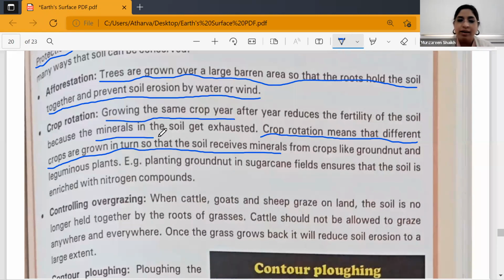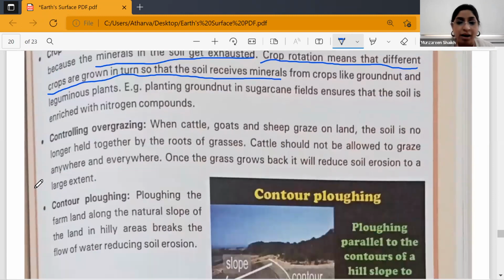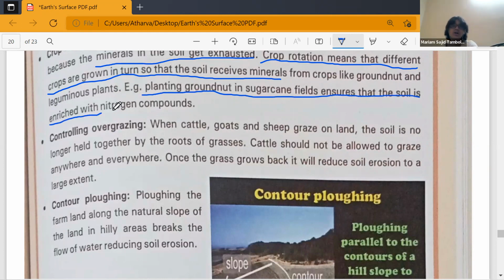Because the minerals in the soil get exhausted, we should have proper rotation of crops. Now let's see the example. Planting groundnut in a sugarcane field ensures that the soil is enriched with nitrogen compounds. Please underline this example. Sugarcane is a crop which requires what? A lot of water.